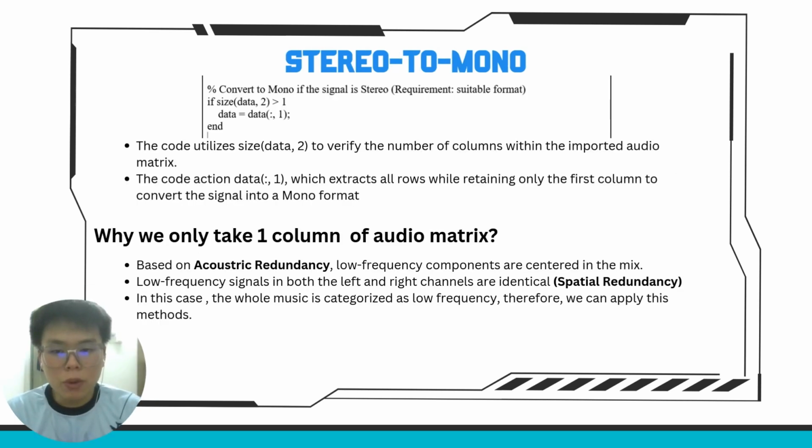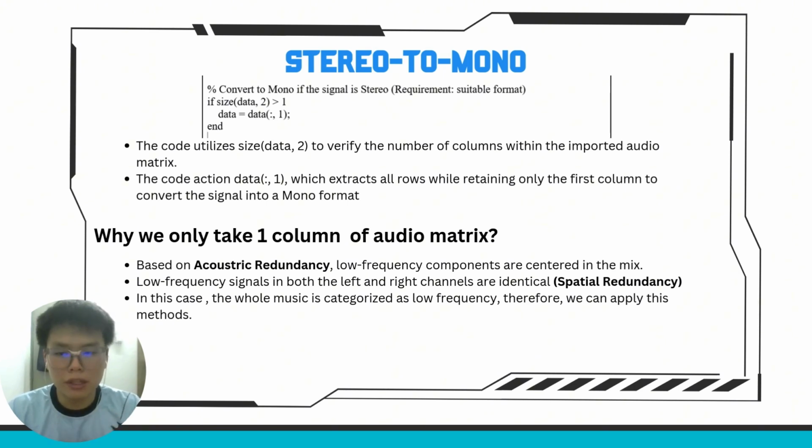Okay, the first step, we have to know that our audio or our signal input is a low frequency input. So in this case, we apply the stereo to mono method. The stereo to mono method means that we convert the two channel to one channel matrix. In this case, the low frequency components are centered between the first column and second column. The first column and second column are identical, so we only take one column. We can get all the signal from the song.